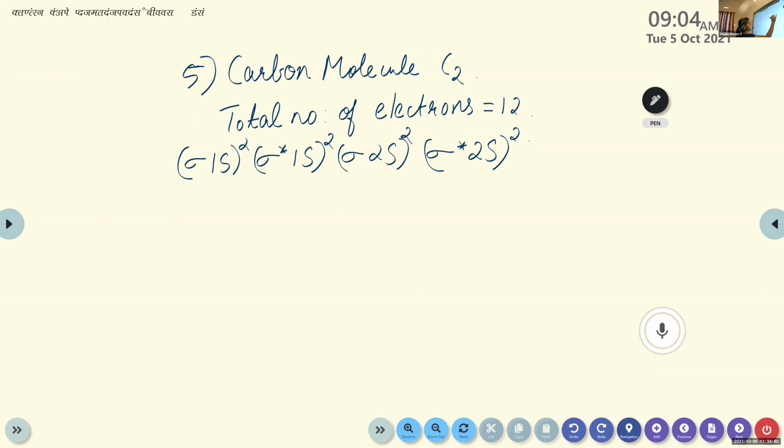So next one is pi 2px2 equal to pi 2py2. Then count the total number of electrons: 2, 4, 6, 8, 10, 12, right? Sigma 1s2, sigma star 1s2, sigma 2s2, sigma star 2s2, pi 2px2 equal to pi 2py2.